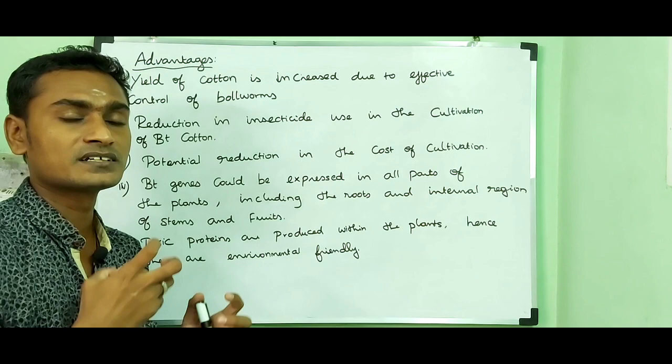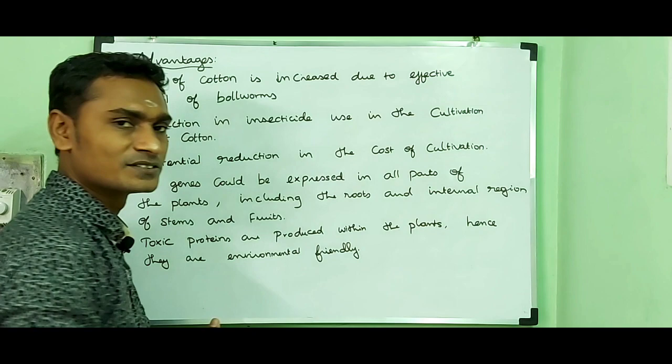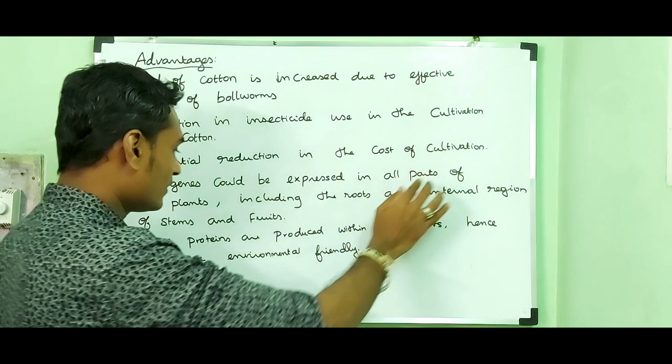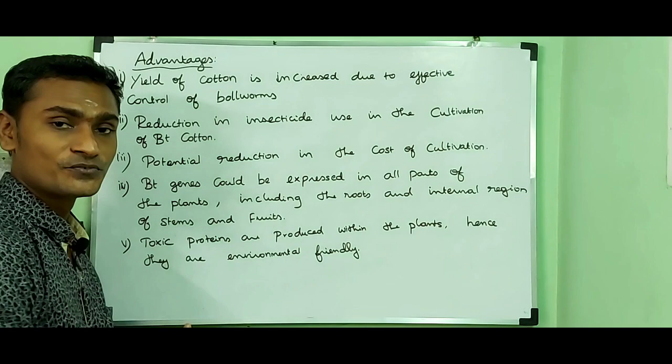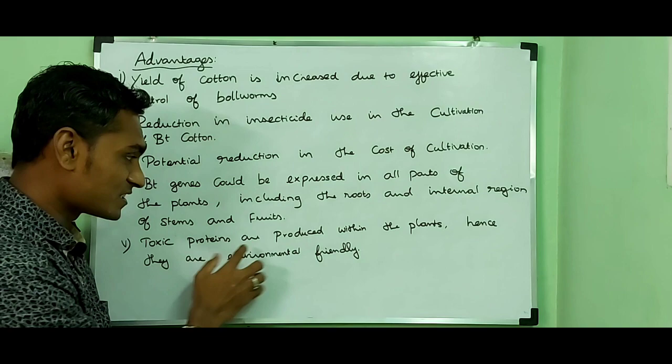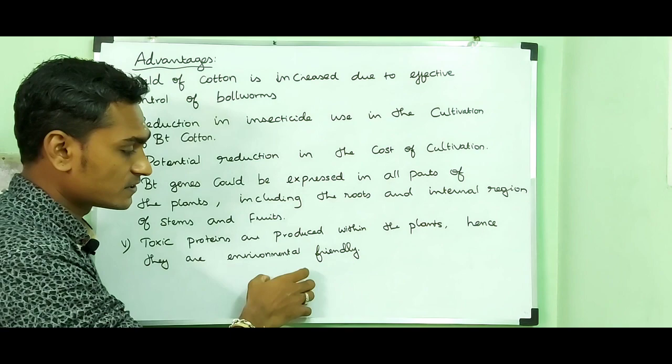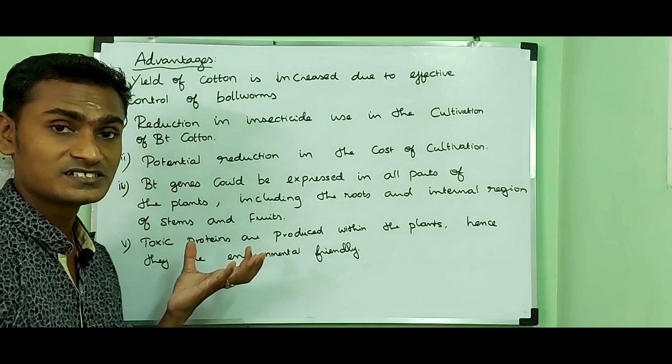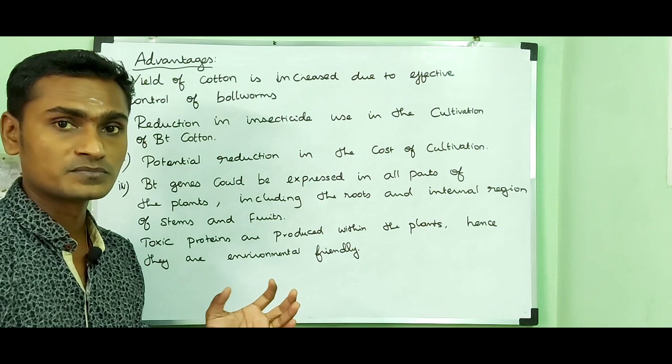The third point, potential reduction in the cost of cultivation. Then BT genes could be expressed in all parts of the plants, including roots and internal regions of stems and fruits. That is the main important advantage of BT genes. Then toxic proteins are produced within the plants, hence they are environmentally friendly. The toxic proteins are produced only inside the plants, not in the environment. That is why they are eco friendly. So these are the advantages of BT crops.